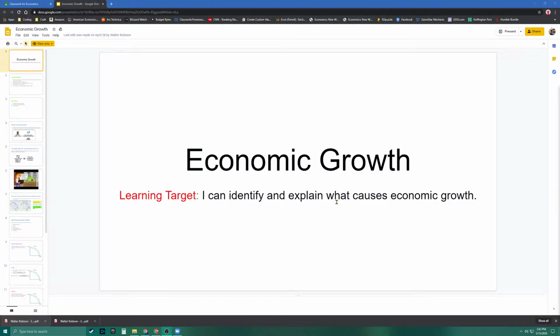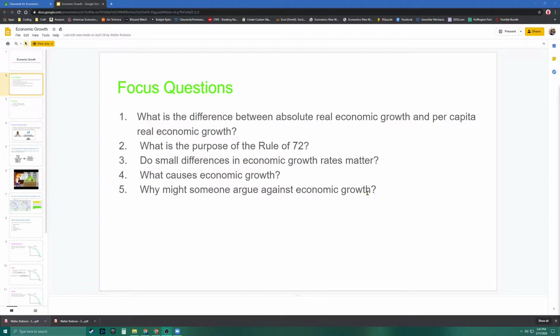All right, so we've got the next section, which is on economic growth, and your learning target is that you can identify and explain what causes economic growth. So we have 5 focus questions.